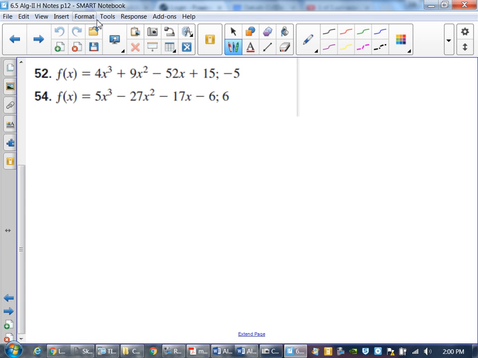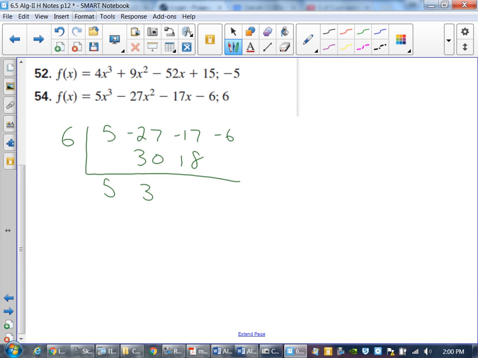They're telling me I have a 0 at 6. I have a third degree polynomial, which should have 4 parts, which it does. And I go through the process: drop the first term, multiply, add, multiply, add, multiply, add. Good. I know that 6 is a 0. Therefore, if 6 is a 0, the term in parentheses becomes x minus 6.